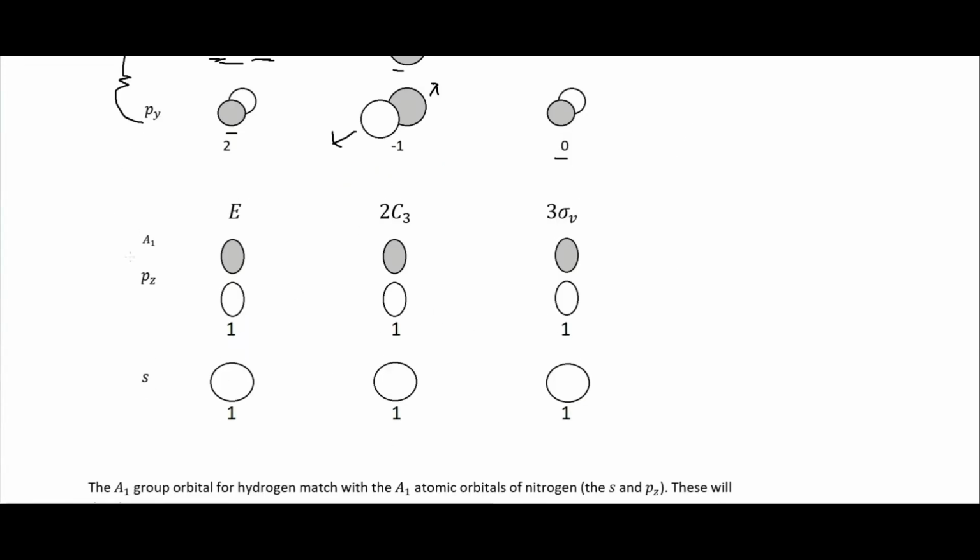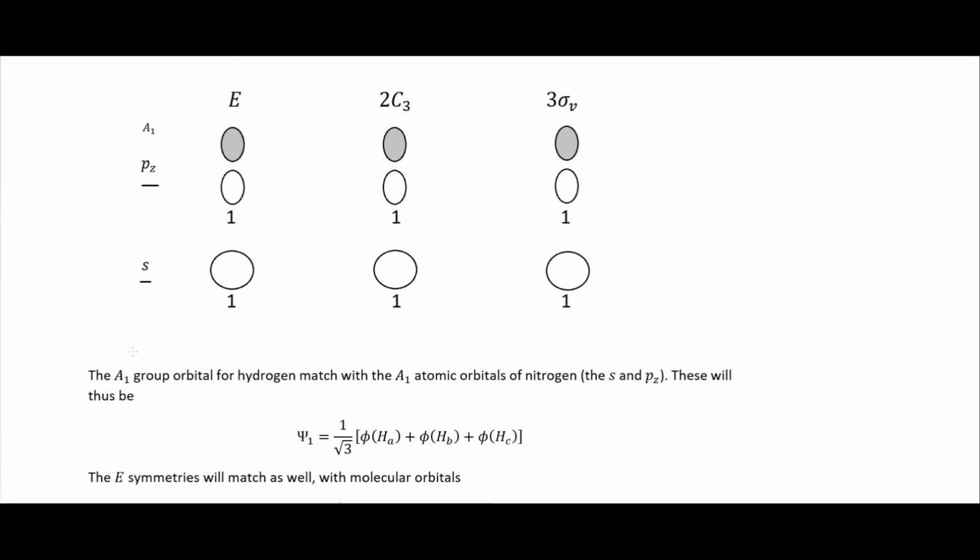Then we have our A1 symmetries, which are the PZ and the S orbitals. So we see if we rotate or reflect through any of these, they will just stay the same. And so it's just the perfectly symmetric representation here. So it's just all ones. So the A1 group orbital for hydrogen with the A1 atomic orbitals of nitrogen, so that's the S and the PZ, will thus have the molecular orbital that looks like this.